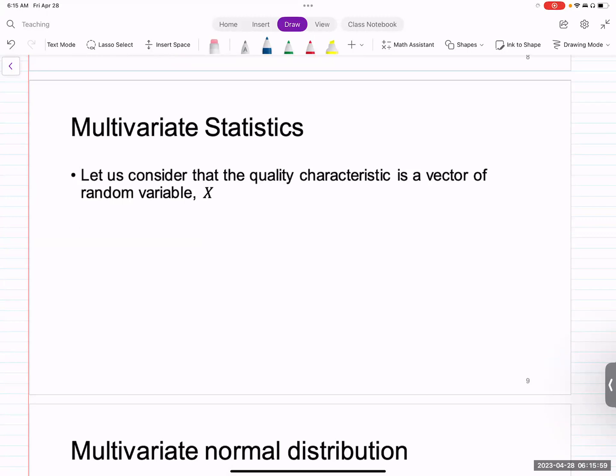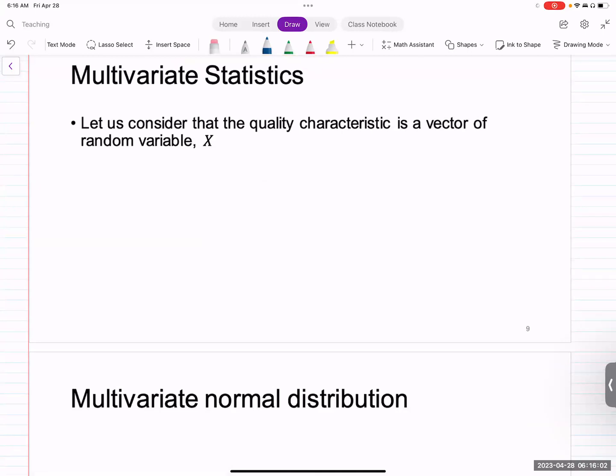So really what we're saying in multivariate statistics is that your quality characteristic X is not a scalar anymore, it's a vector, right? And I'm going to use this notation of underbar to represent that it's a vector. And what we're really saying is that this X is equal to X1, X2, X3, dot, dot, dot, up to XP. And I'm putting a transpose here because this is a column vector really.